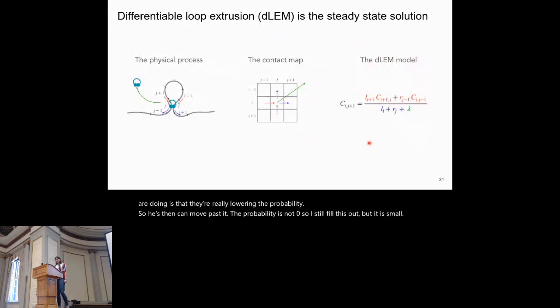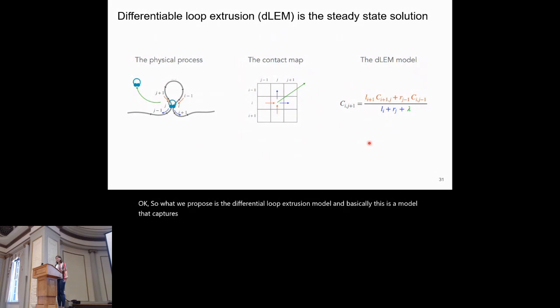Okay, so what we propose is the differential loop extrusion model. Basically, this is a model that captures what this simulation looks like at the steady state. After I run it for a long time, what does this actually give us? We have this notion of the physical process, and that we have this cohesin loop, and all it can do is move forward or fall off. The rates at which these things happen may be position dependent.